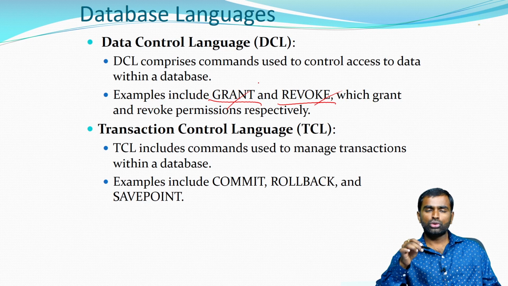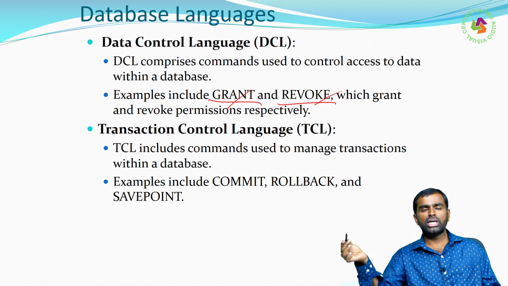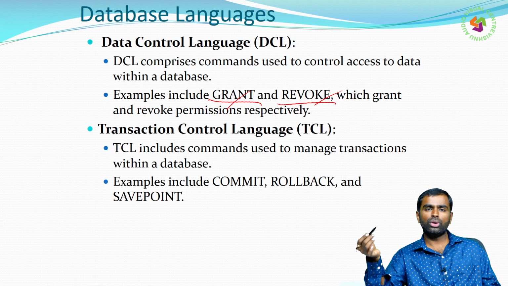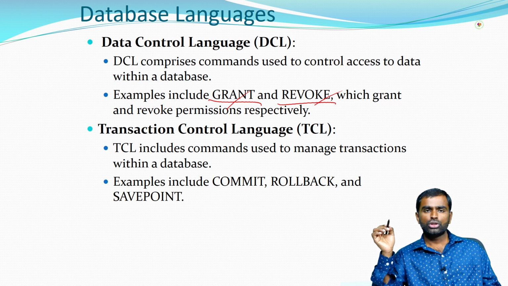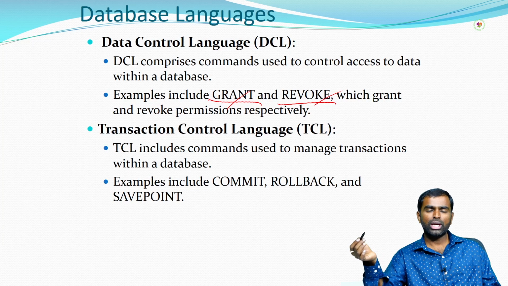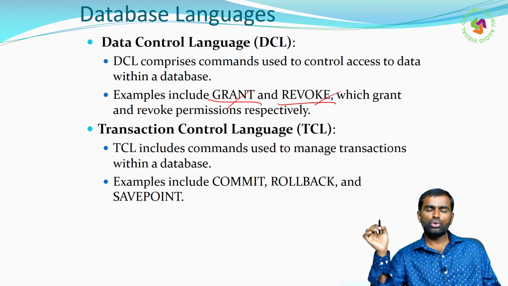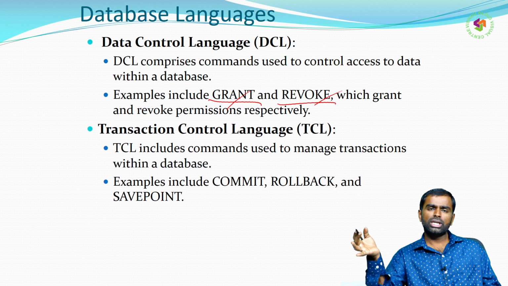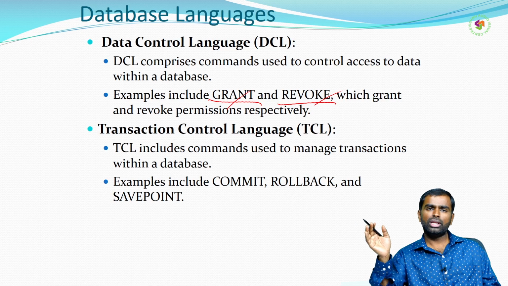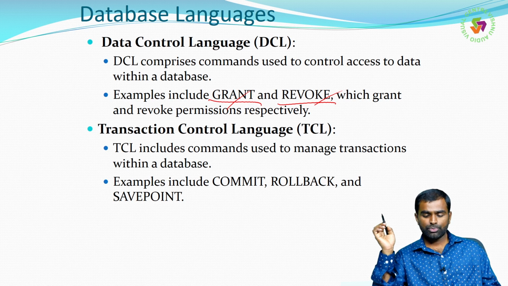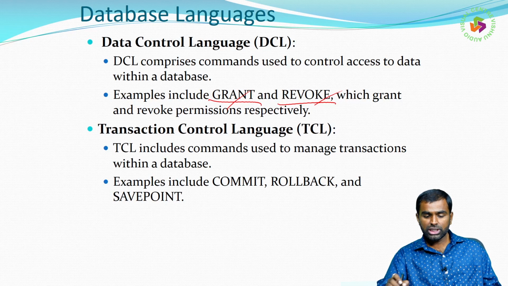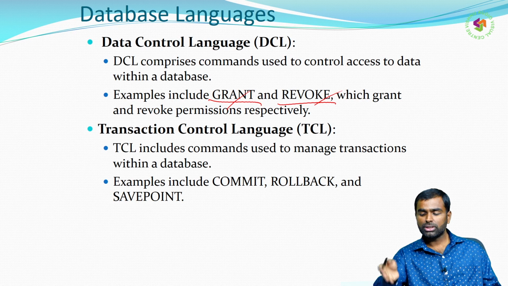So the grant command is used to give access to outside users or any users. If you would like to give access to your database, you can give it using the grant command. So using grant, you can give access permissions to the user. The revoke command is used to revoke the permission. Whichever permission you have given, you are revoking it. For that case, you will use the revoke command. These grant and revoke permissions respectively. So simple, that is.